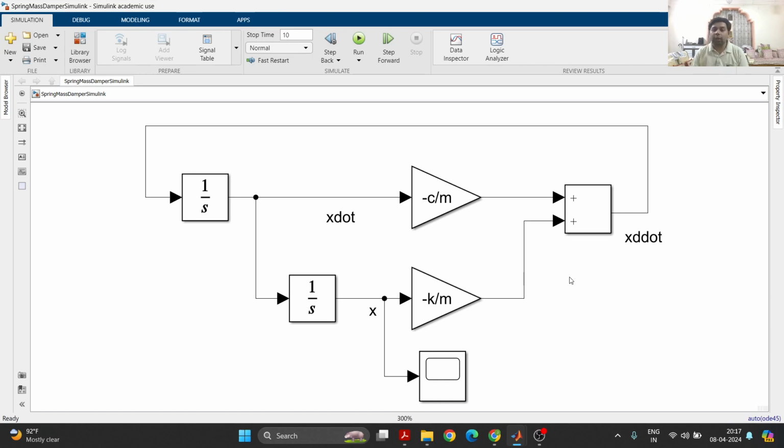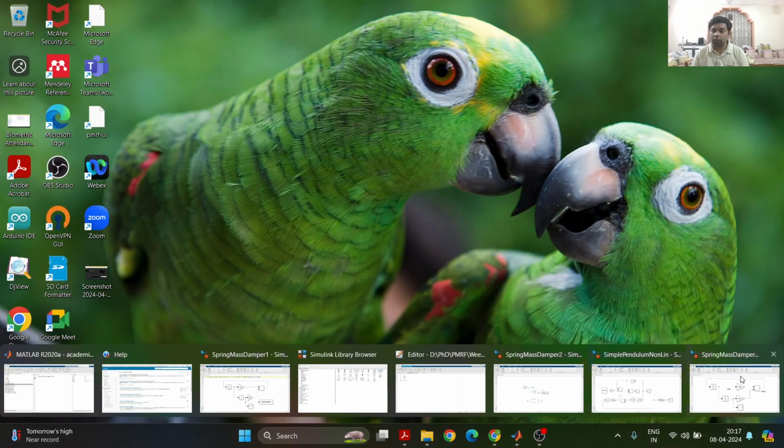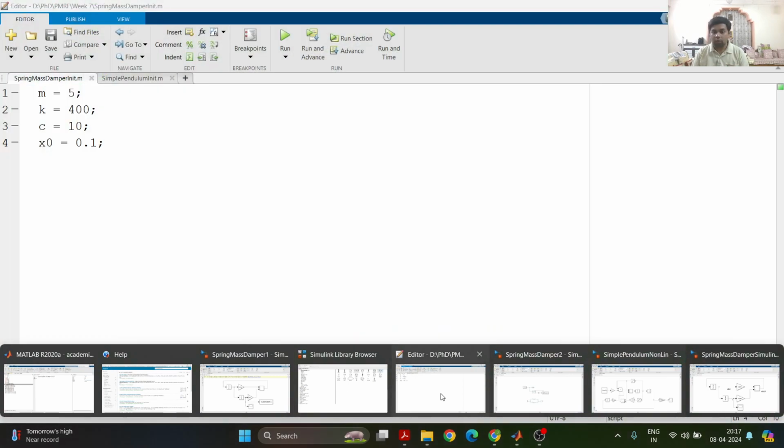So this is how we can get the output using Simulink for a simple spring mass damper kind of system. Is this okay? Like the spring mass damper using Simulink part? Yeah. Okay.